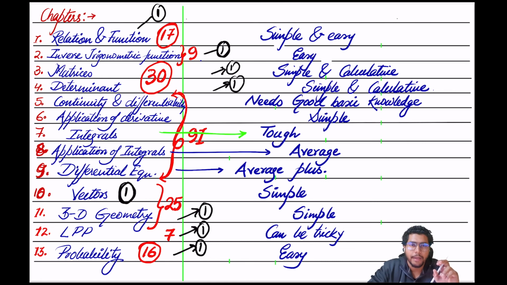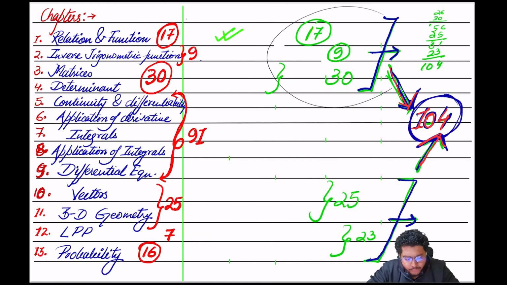One short video I'm coming up with, on what things you need to skip and how you can maintain your focus so that you can score well in the second PU maths. So this is the same analysis we said we'll be doing: relations, ITF, math and det, and then we'll go to vector, 3D, LPP, probability. Once we're done with all that, then we'll go for the calculus.